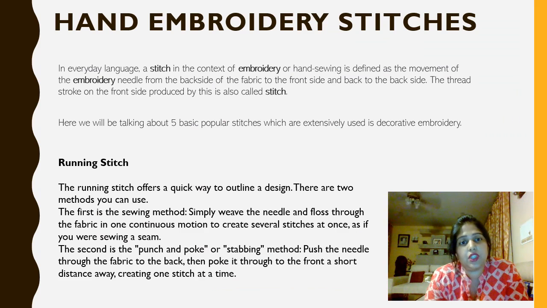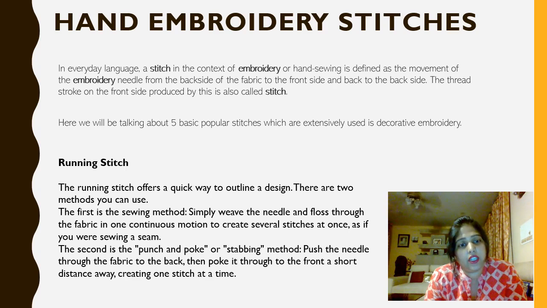In everyday language, a stitch in the context of embroidery or hand sewing is defined as the movement of the embroidery needle from the backside of the fabric to the front side, and back to the back side. The thread stroke on the front side produced by this is called a stitch. Here we will be talking about 5 basic popular stitches which are extensively used in decorative embroidery.